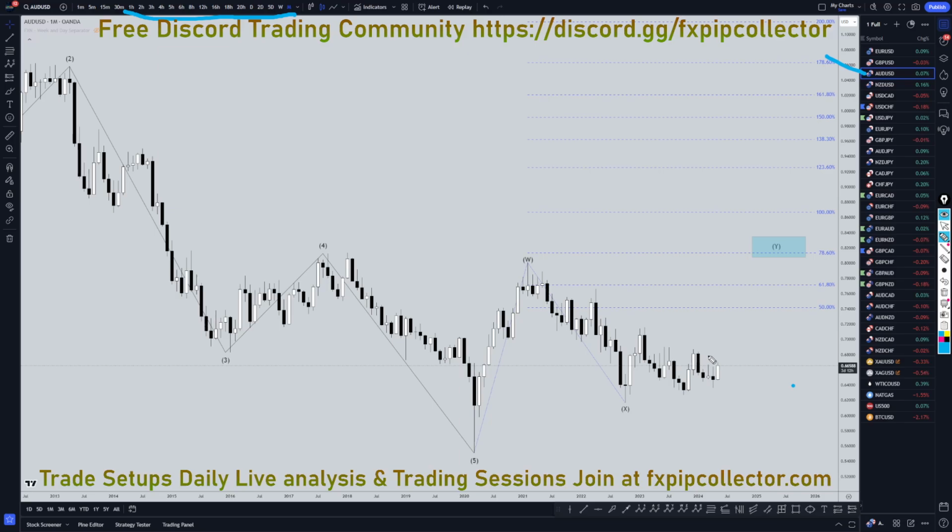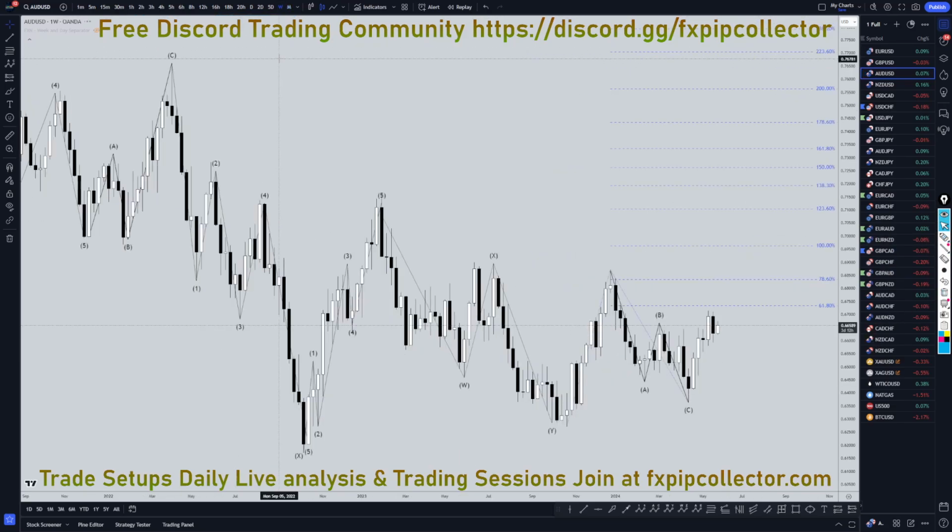So on the Aussie dollar, I still think it's very clear that this is going to go up and make a wave Y. I think this right here is an A of Y, I think this is a B of Y, and I think we're in an uptrend for a wave C of wave Y, which I still think needs to go up to about the 78.6 Fibonacci extension before we actually see a bigger push to the downside.